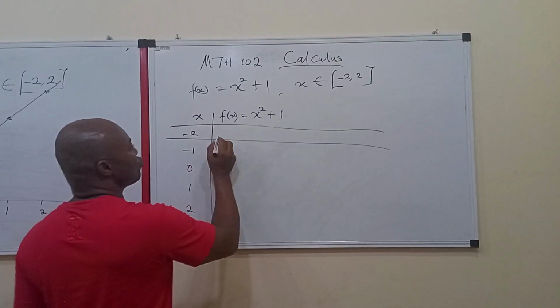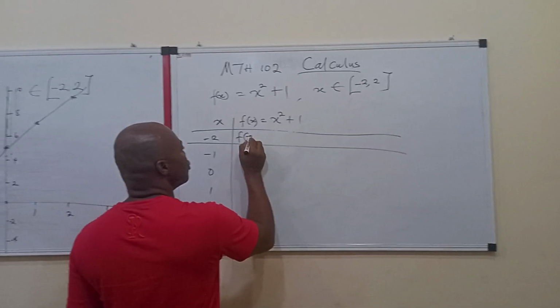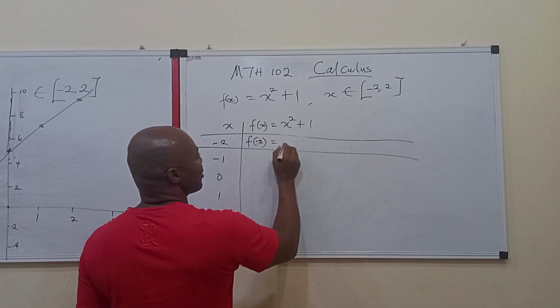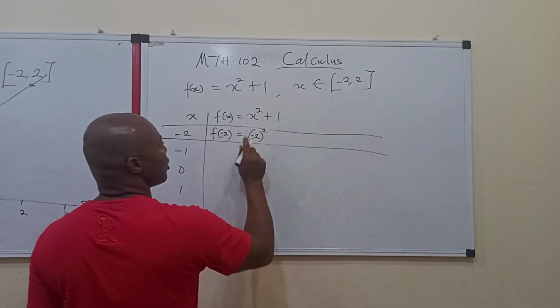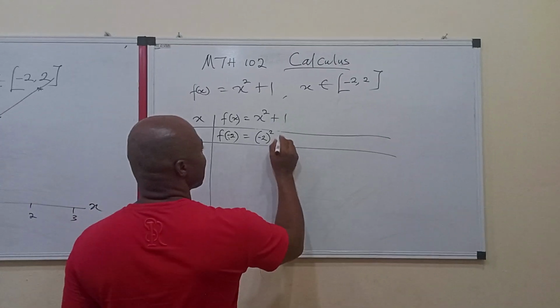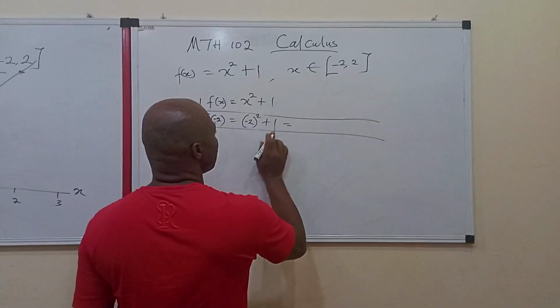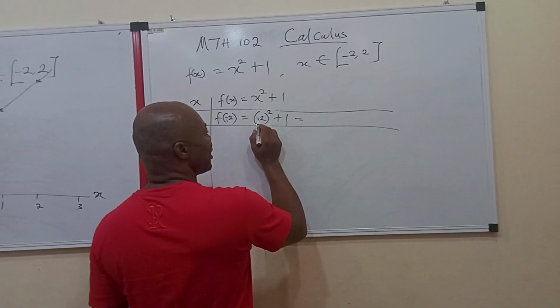Now if x takes 2, meaning anywhere you see x for this side, you go come put minus 2. Then where you get x squared, so you say minus 2 squared, because after all, anywhere we see x na minus 2 we dey put. Then plus 1.